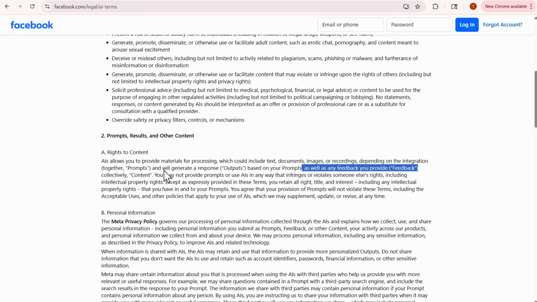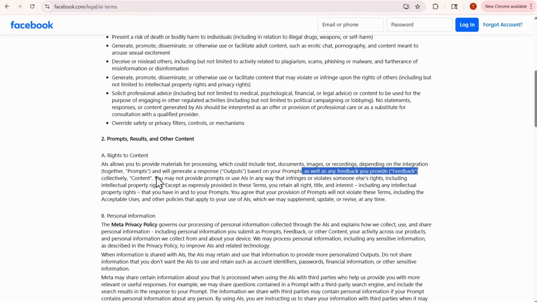Collectively, content. You may not provide prompts or use AI in any way that infringes or violates someone else's rights, including intellectual property rights. Now, this is very interesting because generally laws are often interpreted in silo. With artificial intelligence, there's lots of legislation that is used in consideration when drafting these terms of service, specifically to do with intellectual property rights.